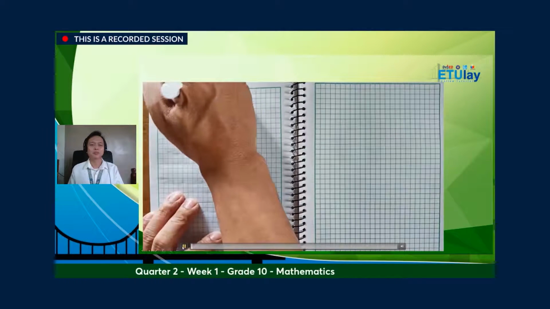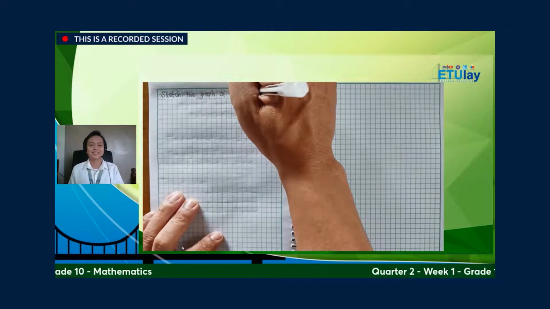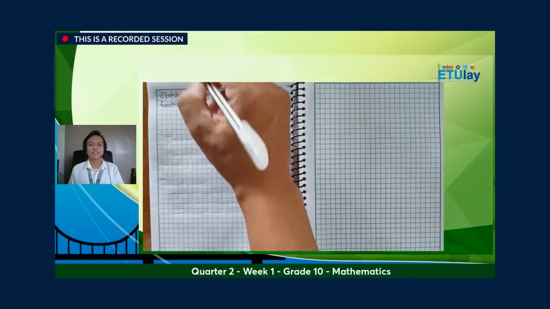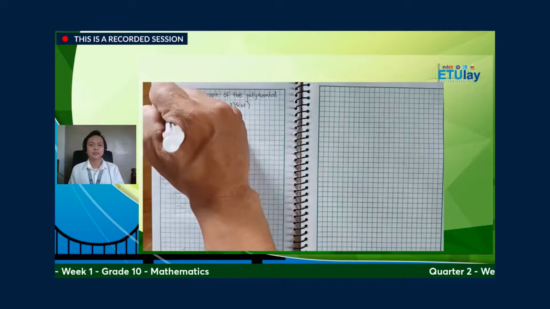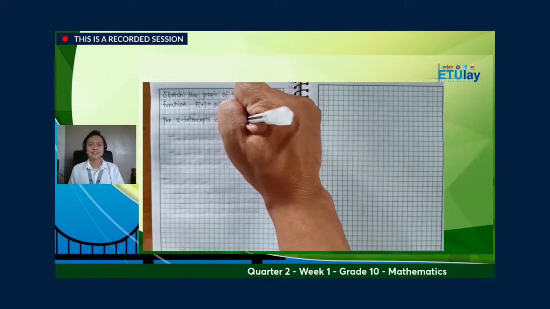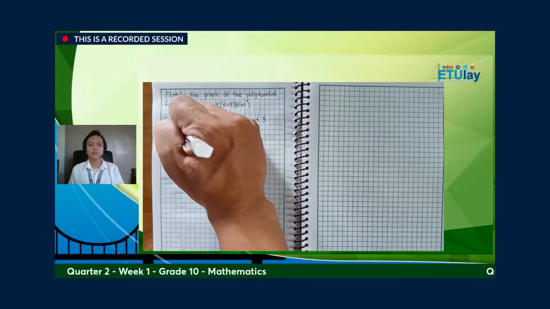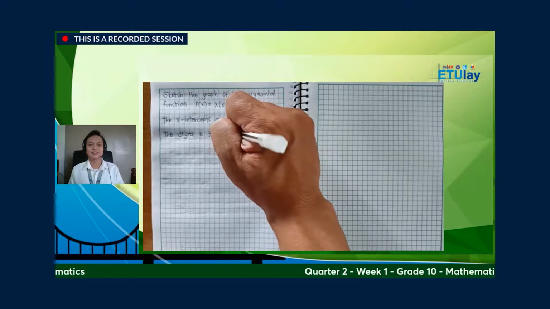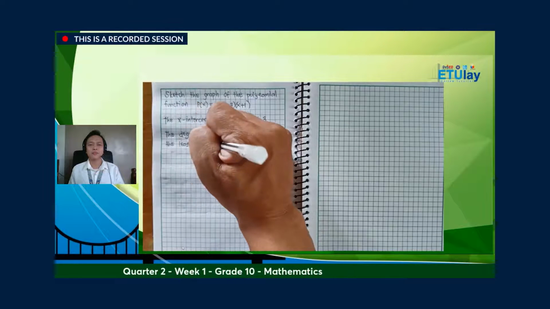For us to further understand how to graph a polynomial function, let us use this example by sketching the graph of the polynomial function p of x is equal to x times the quantity x minus 3 times the quantity x plus 1. For our solution, let us use the steps in graphing the polynomial function. Step number 1. Factor the polynomial function. The given function is already in factored form. Therefore, we just need to copy the function p of x is equal to x times the quantity x minus 3 times the quantity x plus 1.